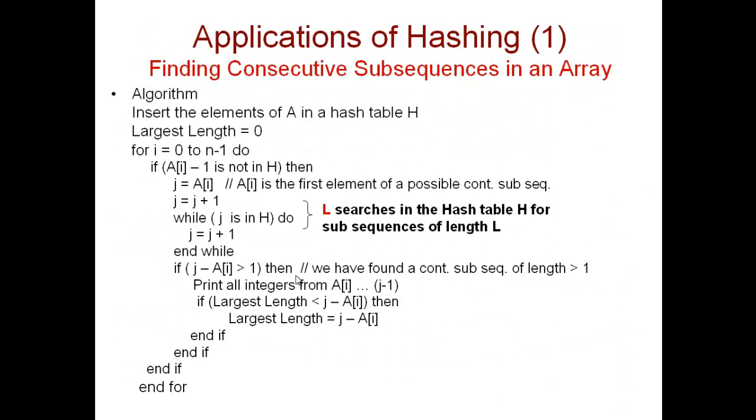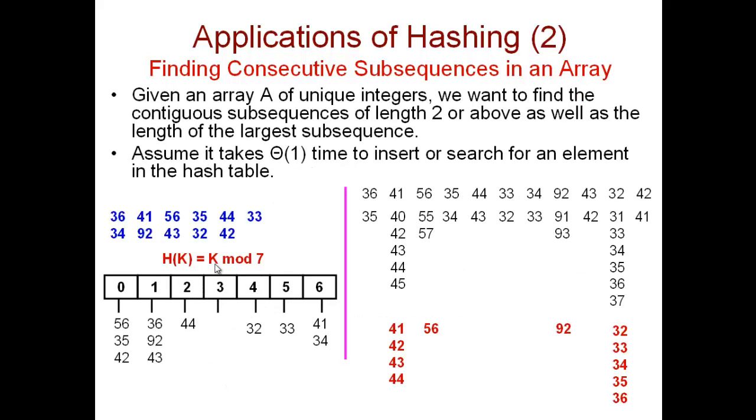So we check whether what we have found is of length greater than 1, because we're interested in subsequences of length 2 or more. So the length 4 is greater than 1, so we can print all integers from a of I to j minus 1. So a of I is 41, j is 45, so 45 minus 1 is 44. So we'll print the integers from 41 to 44. And if the largest length we know so far, which is 0, is less than the length we have found now, which is 4, then we can update largest length to be 4. Okay, so that's what we do if an element is a starting element. If an element is not a starting element, we just move on to the next element.